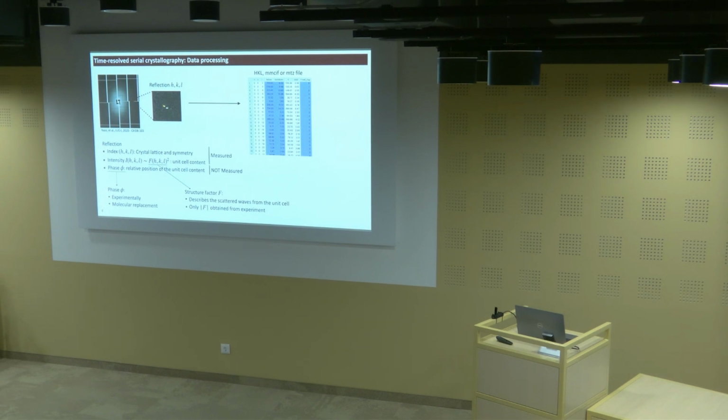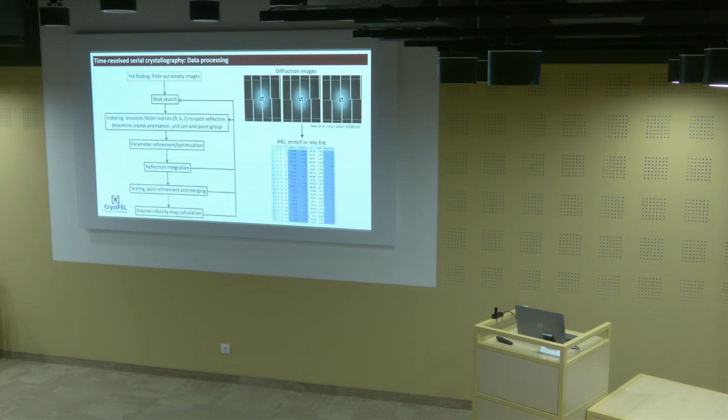Then we can determine the intensity of this reflection, which is related to the structure factor amplitude. And the structure factor describes the scattered wave from the unit cell, so it's the Fourier transform of the electron density. But from the experiment, we can only extract the amplitude of the structure factor, so the phase is not measured. Nevertheless, it's very important because it defines the relative position of the unit cell content, but we can estimate these phases experimentally or via molecular replacement, in which we take the phases of another model to calculate our maps. So this is the aim. So we want to get a file with just reflections, their intensities, and their standard errors.